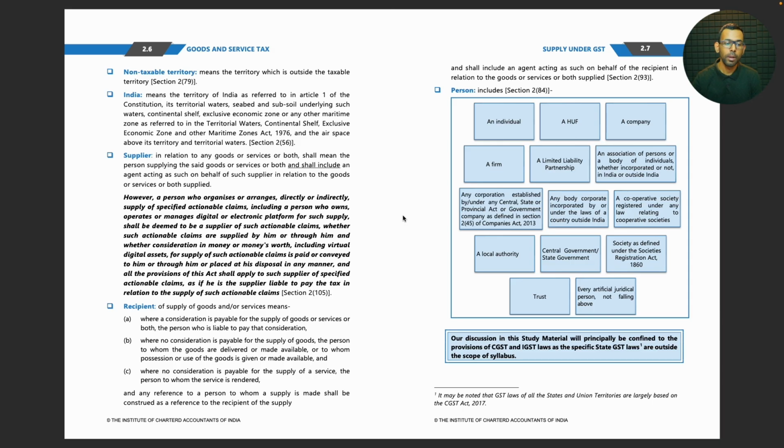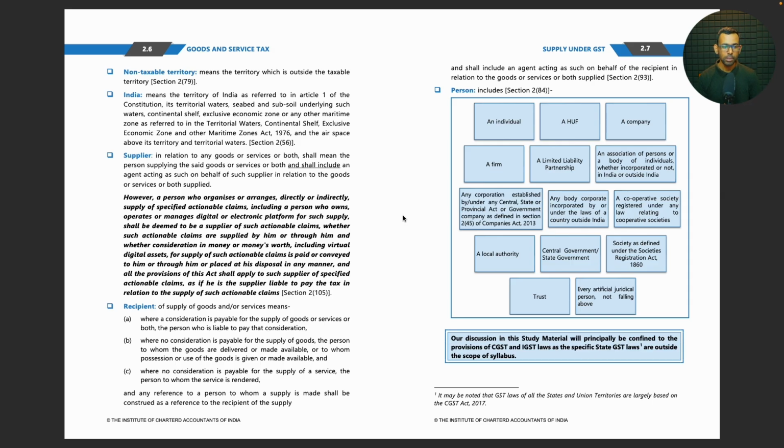Section 2, Clause 105. Supplier in relation to any goods or services or both shall mean the person supplying the said goods or services or both, and shall include an agent acting as such on behalf of the supplier in relation to the goods or services or both supplied.